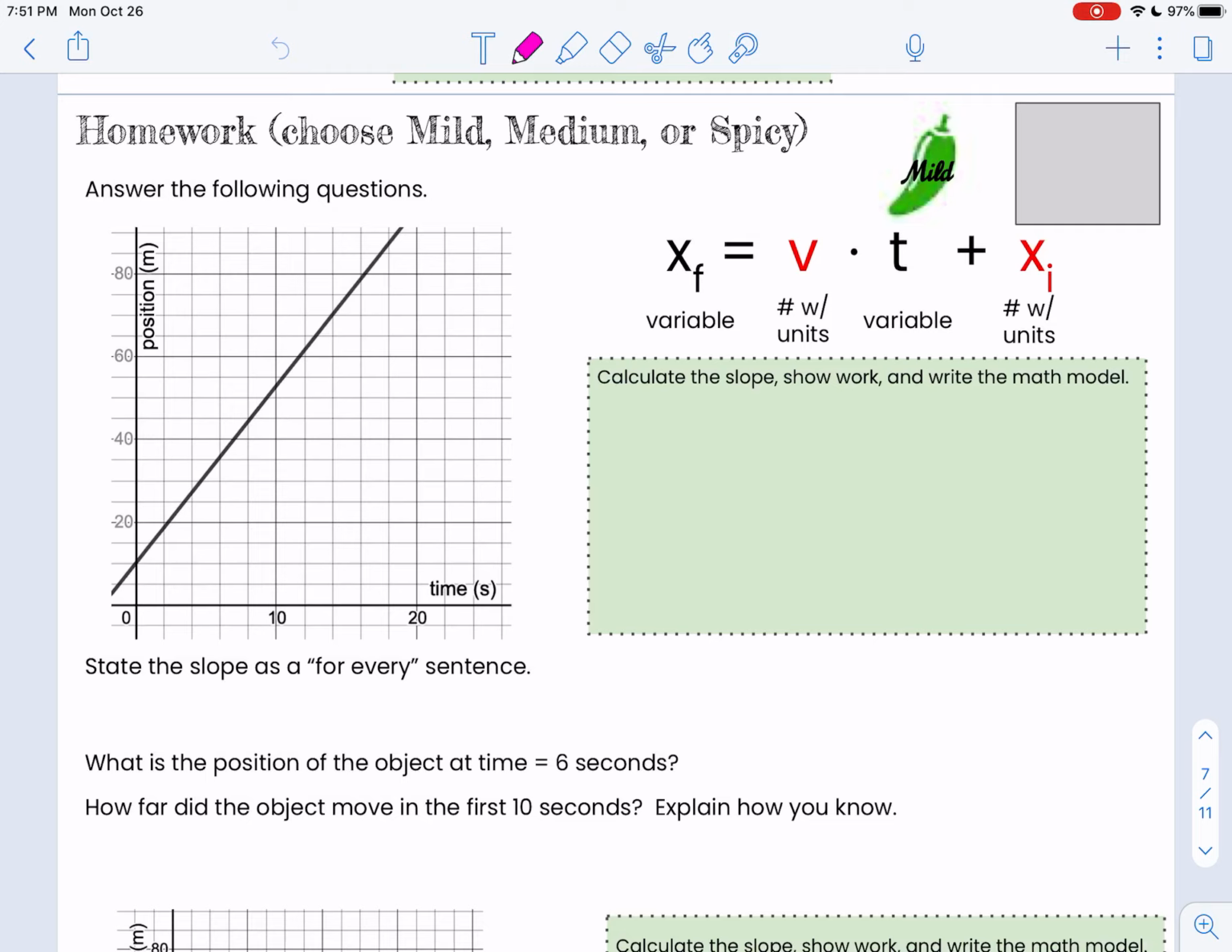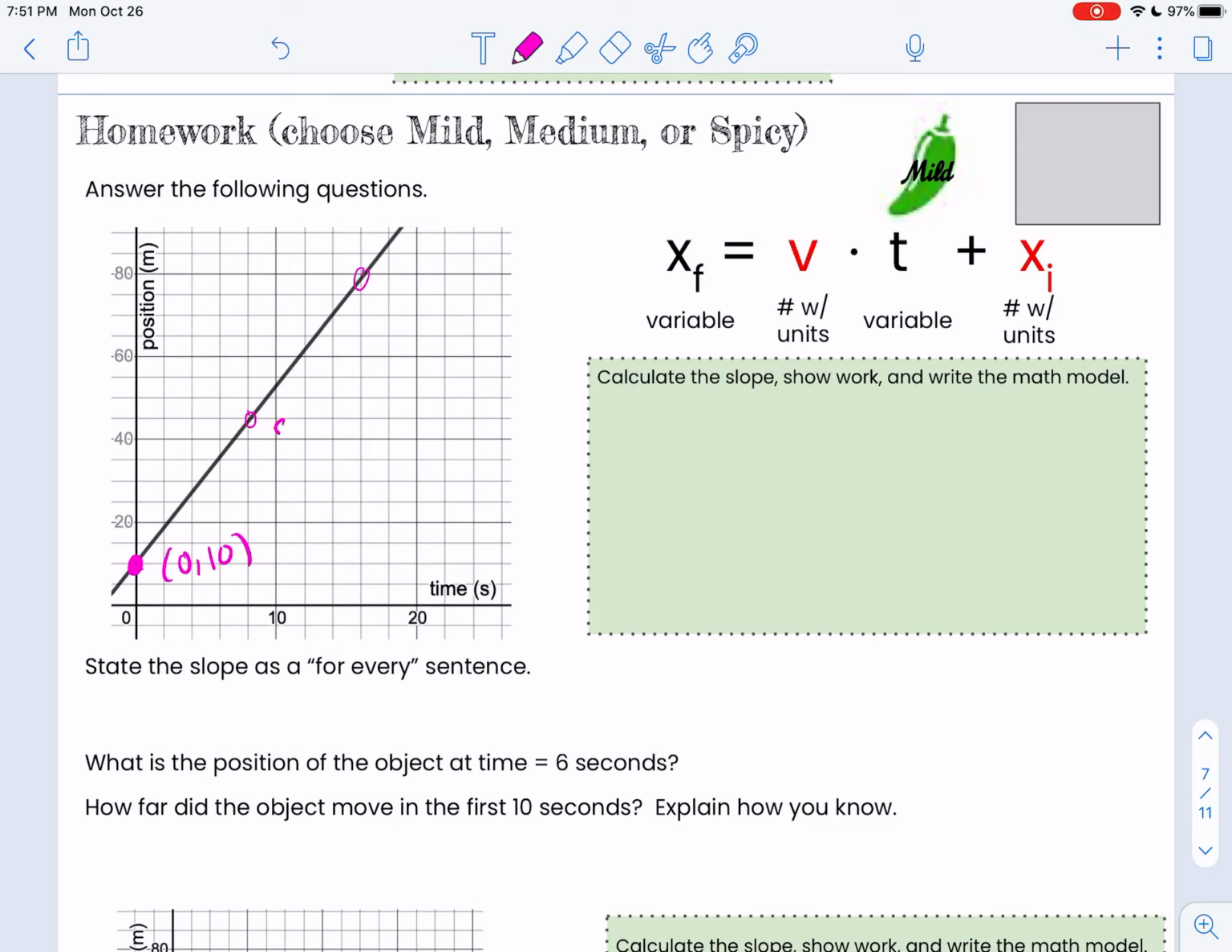All right, so the first thing you want to do is write the math model. So I would choose 2 points. I would probably choose 0, 10. Looks like a nice clean point. I don't know, what's another good one? Like that one looks pretty good. That one's almost pretty good. It's not perfect, but it's okay.